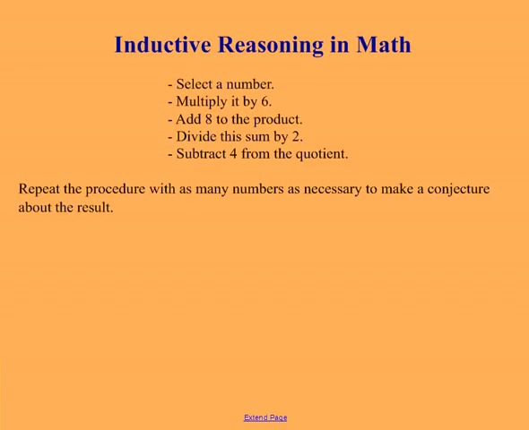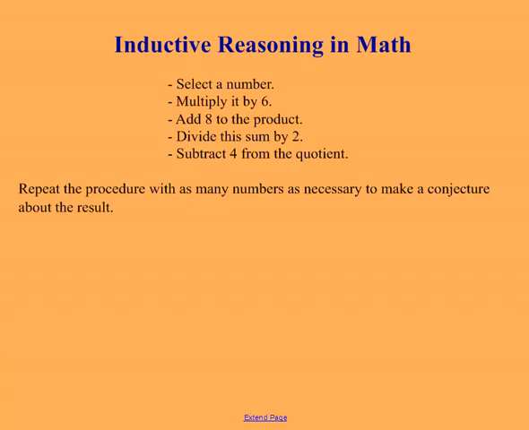Let's look at this example. We're going to select a number, multiply it by 6, add 8 to the product, divide this sum by 2, and then subtract 4 from the quotient. Now we're going to apply this process to multiple numbers and repeat the procedure with as many numbers as necessary to make a conjecture about the result.